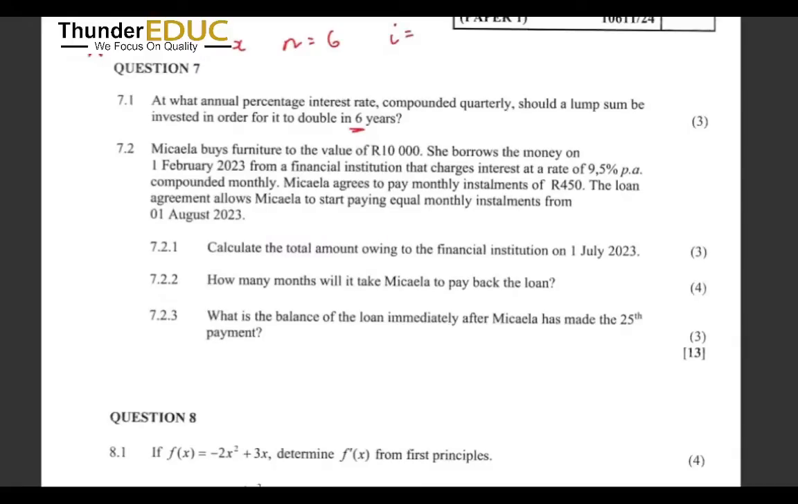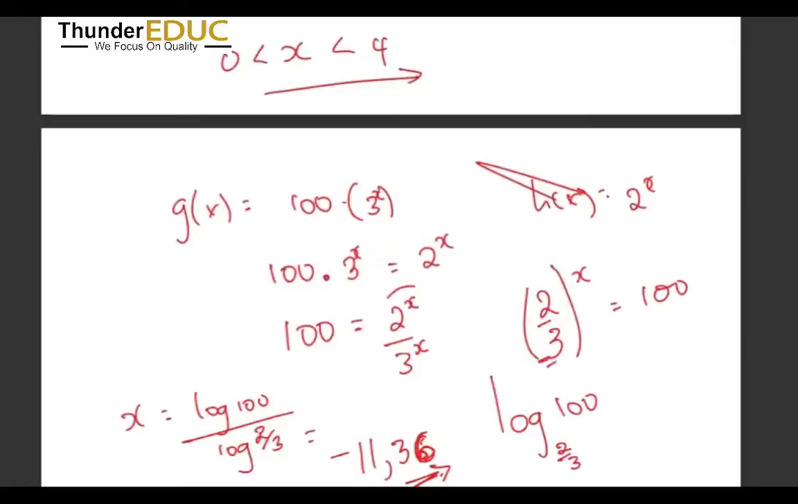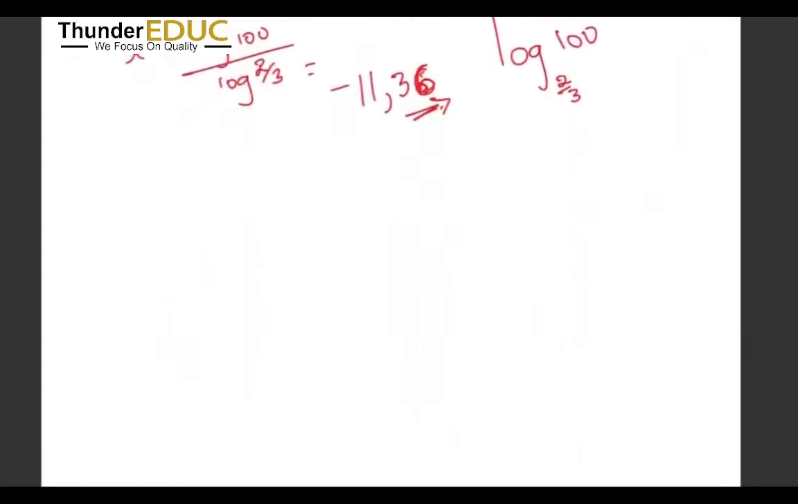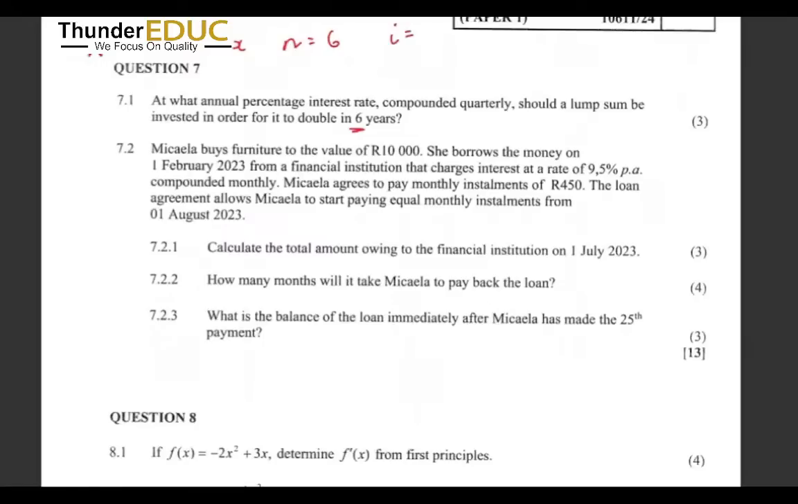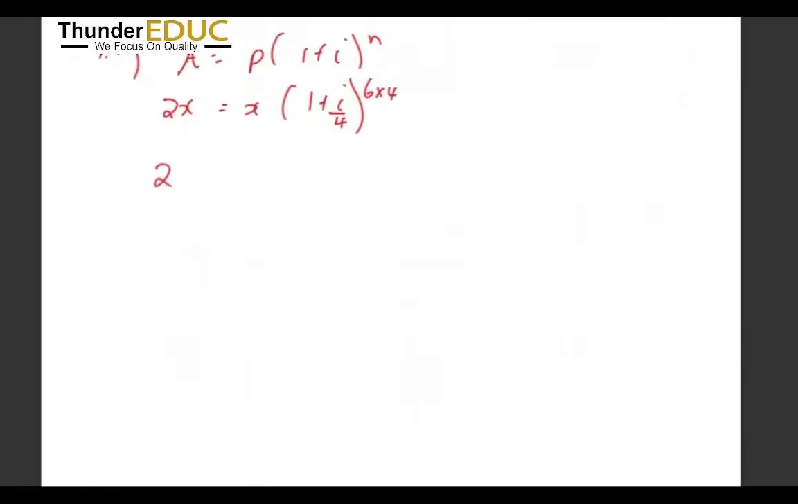So substituting into the formula, I'll use this side because I need space. So this is 7.1, okay? So it's saying A is equal to P into 1 plus I to the N. So twice X is equal to X into 1 plus I divided by 4 to the exponent of 6 times 4. We're compounding quarterly. Beautiful. So cancel the x out. So we have 2 is equal to 1 plus I over 4 to the exponent of 24.